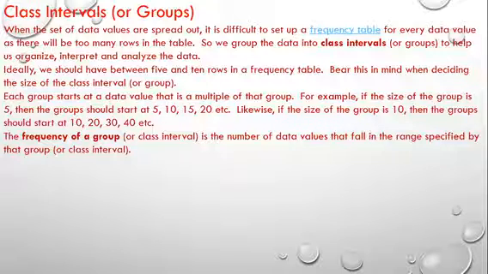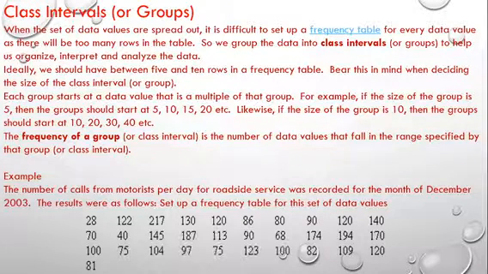So now let's look at this example. It says that the number of calls from motorists per day for roadside service was recorded for the month of December 2003, and the results were as follows. Set up a frequency table for this data value. So we have a number of values, which is representing the number of times that motorists repaired their cars at a roadside service station. So we have 28, 122, 212.